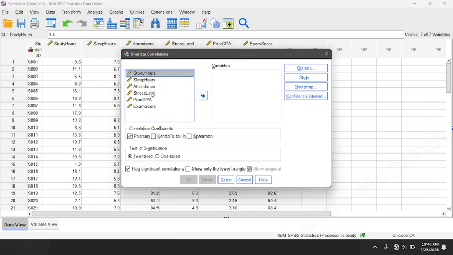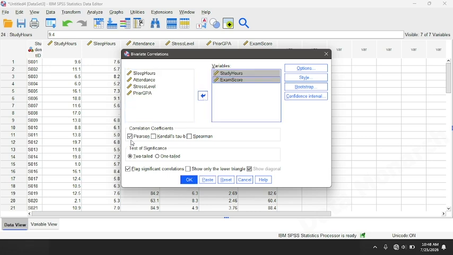Now move your study hours and exam score into the variable box on the right. Under correlation coefficients, Pearson should already be checked, just as you can see here. And under the test of significance, select 2-tailed, which matches our non-directional hypothesis, as you can see. So leave this option checked, then click on OK.